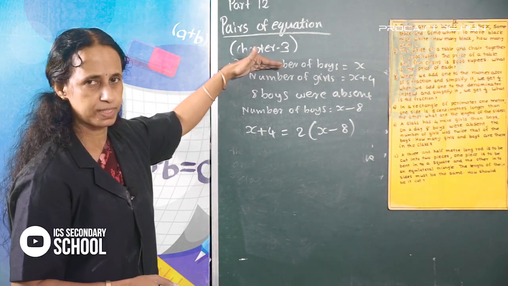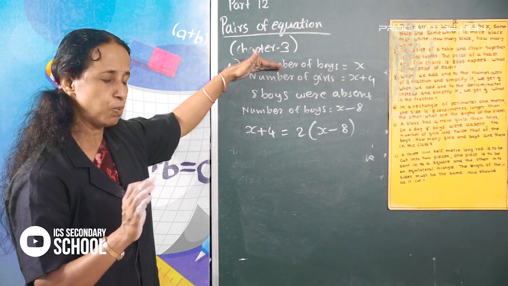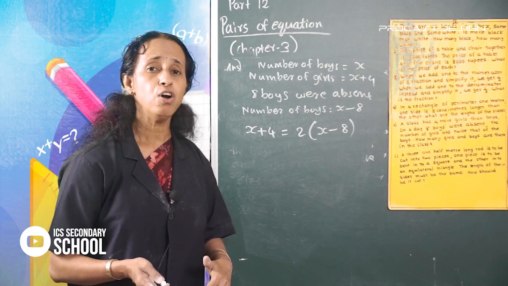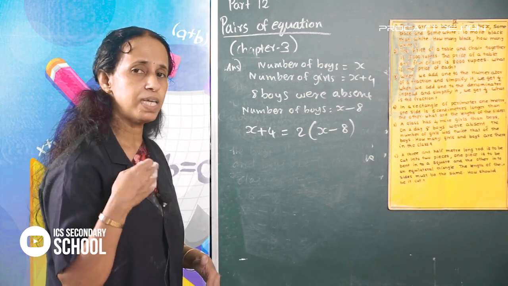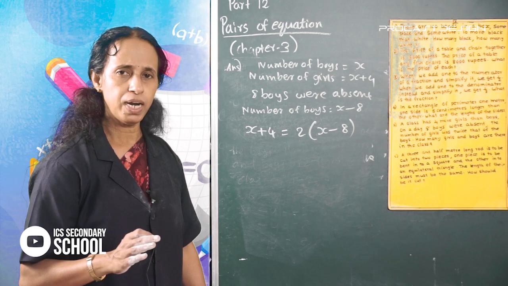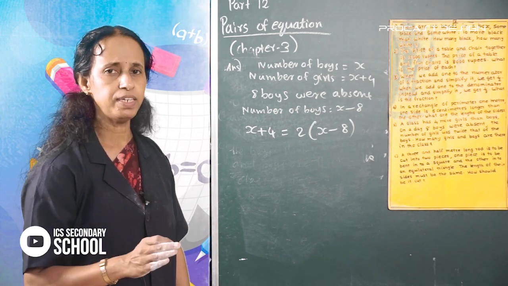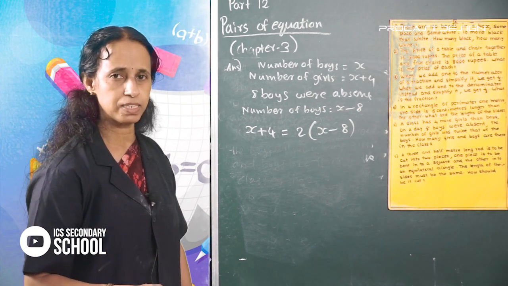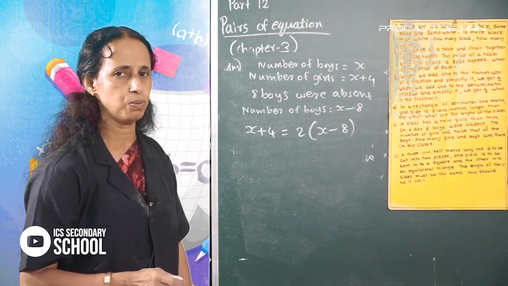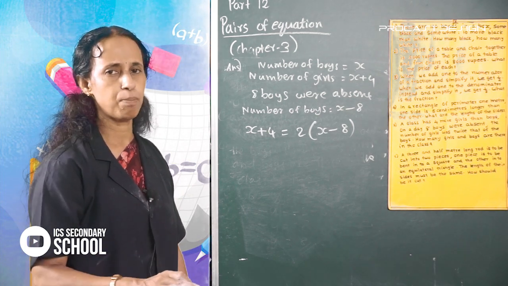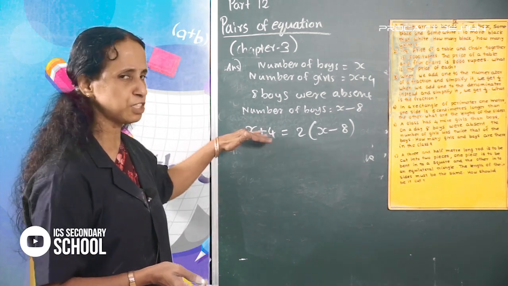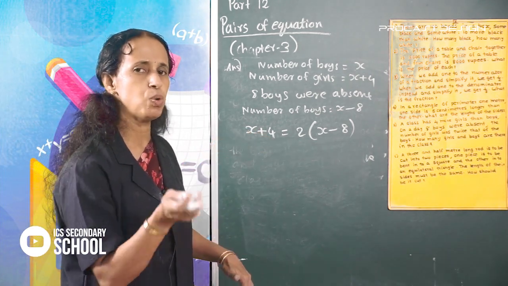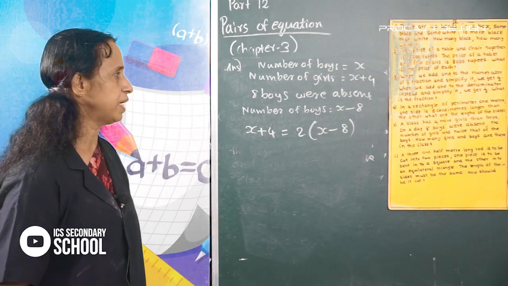Here, if we take the number of boys equal to x, the number of girls is x plus 4, as there are 4 more girls than boys. On a day, 8 boys were absent, so that day the number of boys equal to x minus 8. The number of girls is twice that, so we can write x plus 4 is equal to 2 into x minus 8.